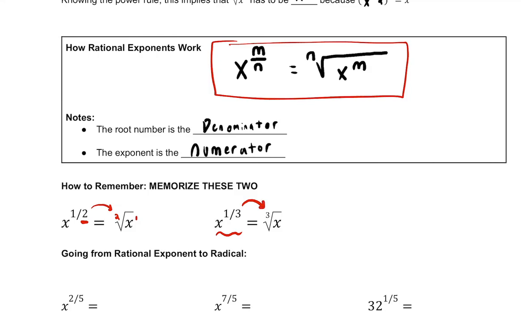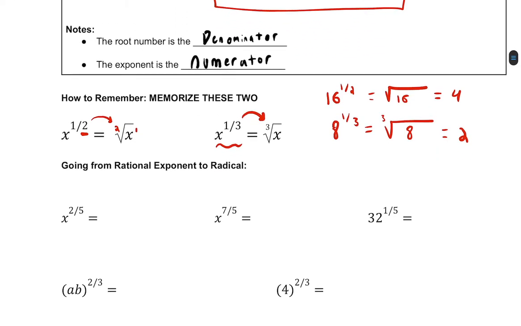So here are just like a couple of examples with real numbers. 16 to the 1/2 power. That means the square root of 16, which would be 4. 8 to the 1/3 power. That means the cube root of 8, meaning what times itself 3 times is 8, and that answer is 2, because 2 times 2 times 2 is 8.